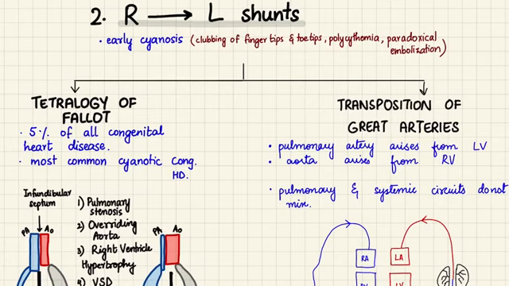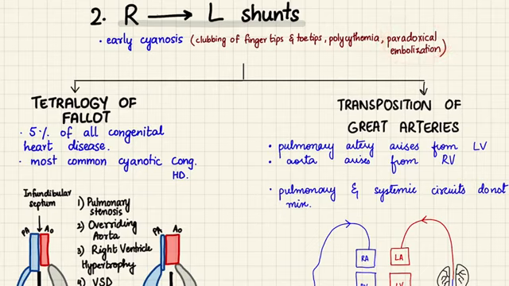Now, one thing to remember in this case is that the main symptom here will be early cyanosis, and that will be shown by clubbing of fingertips and toe tips, and polycythemia, because the RBC number will be increased as the body will think that there are not enough RBCs. That's why there is cyanosis, and paradoxical embolization.